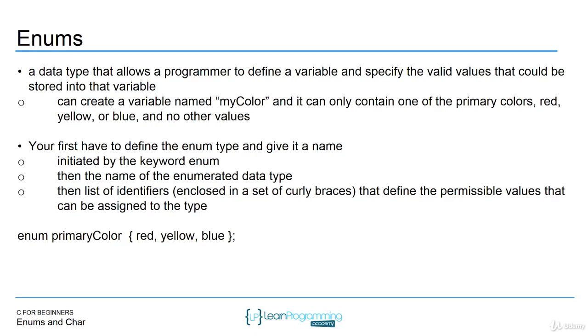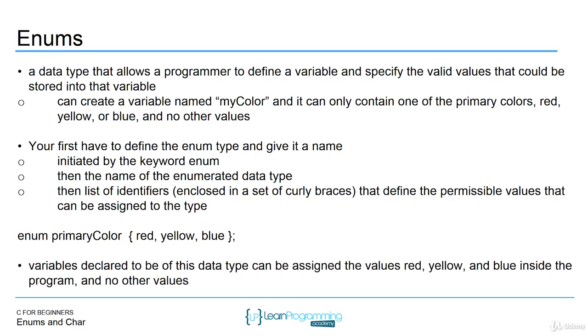We first have to define the enum. We then have to use it. Again, definition is just saying this is what it is. So what we're saying here is we have a primaryColor, and what it can be is red, yellow, and blue. Variables that are declared to be primaryColor type can only be assigned the values red, yellow, and blue inside the program. No other values will work. So again, the first step is defining it. The second step is using it.